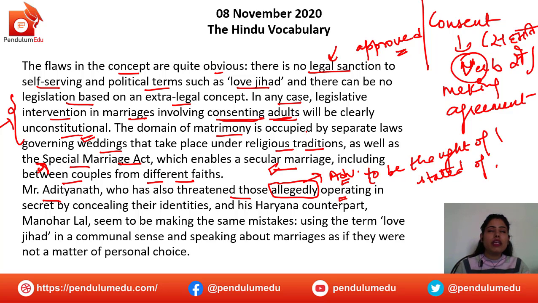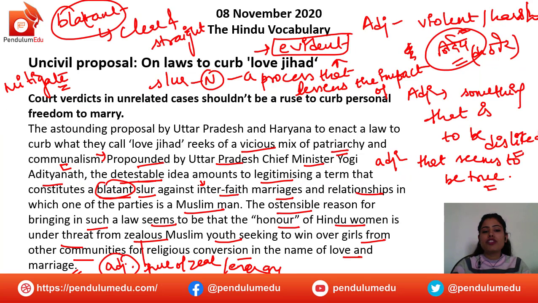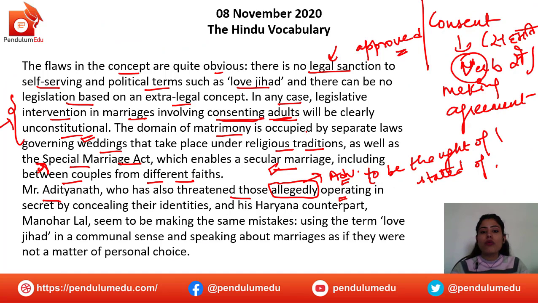Now, what does this mean? It means something that is talked about or something that is stated about. Again, it is more or less similar to the word that we just did, that is ostensible, okay, which means something that is just stated without proof. So you can say kathit taur par, like something that's just verbal, there's no written proof to it. So allegedly operating in secret by concealing their identities, that is hiding their identities.